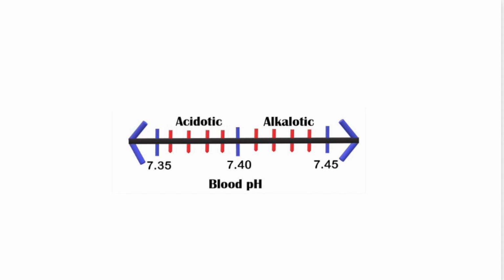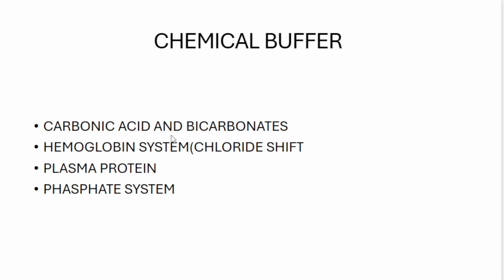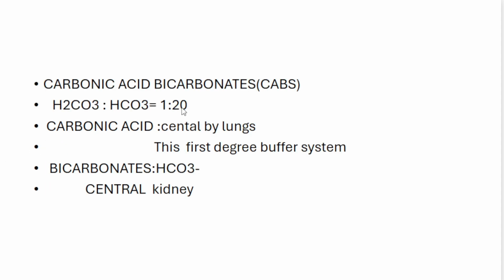Next, we will discuss the chemical buffer system. How do chemicals maintain our blood pH? First one is carbonic acid and bicarbonate, second is the hemoglobin system, third is plasma protein, and fourth is the phosphate system. The first one we will discuss is carbonic acid and bicarbonates, and how they maintain the blood pH. We call it the CAB system. H2CO3 is carbonic acid and HCO3 is bicarbonate. In our blood, the ratio is 1:20.